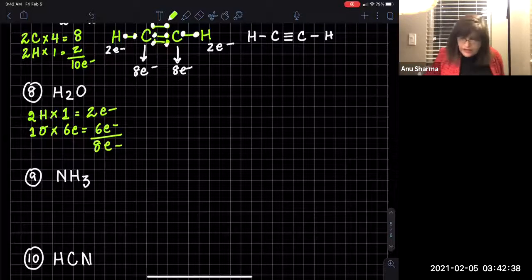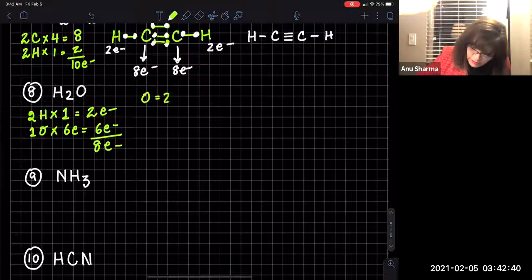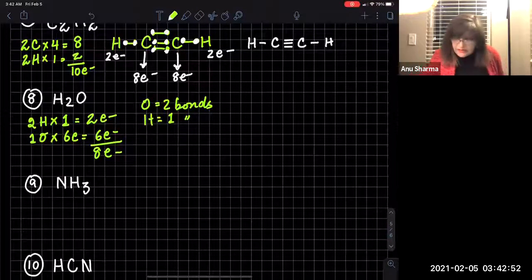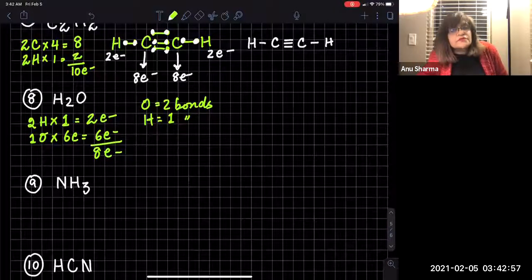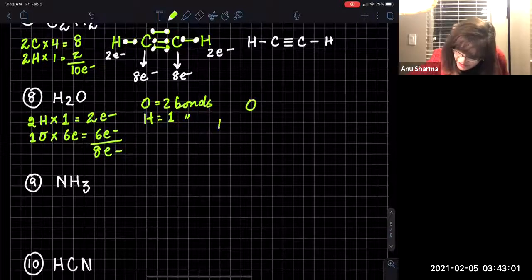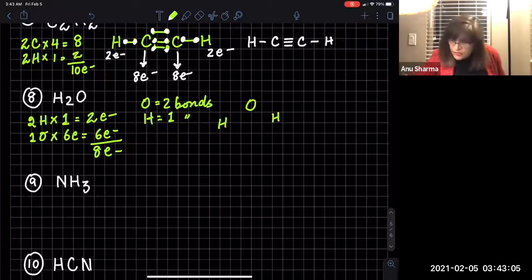Okay, now here's the thing. Oxygen makes 2 bonds, and hydrogen makes only 1 bond. Hydrogen makes only 1 bond, so it can't be in the middle. Oxygen has to go in the middle. So here comes this oxygen, here is this 1 hydrogen, here is another hydrogen. You connect these with single bonds.